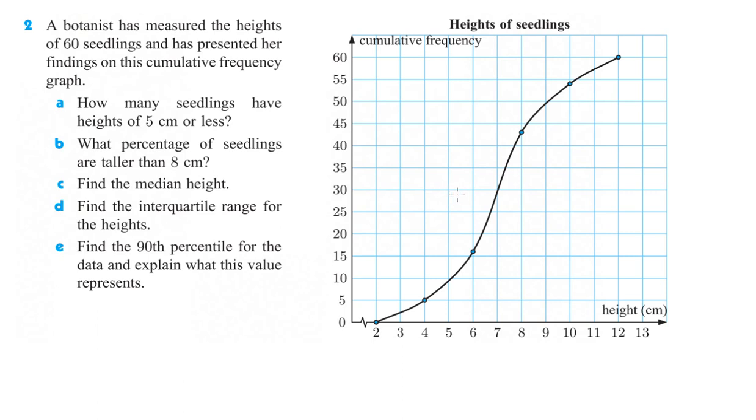I'm going to take you through some of the problems on the 12I assignment. I'm going to start off here with number 2. A botanist has measured the heights of 60 seedlings and has presented her findings on this cumulative frequency graph.